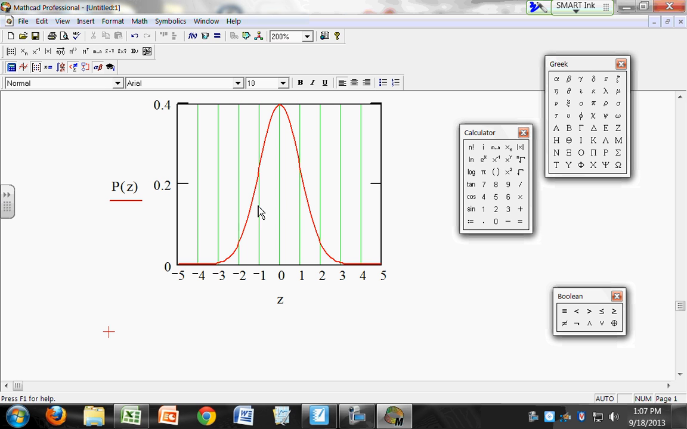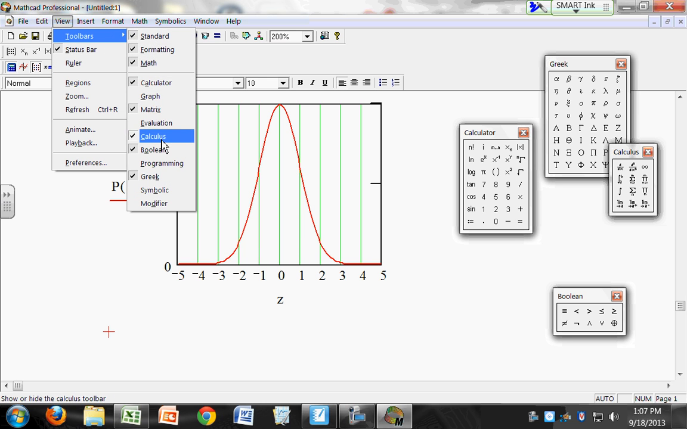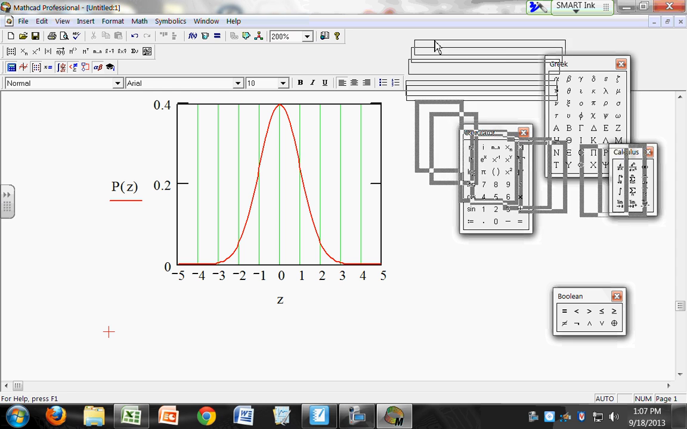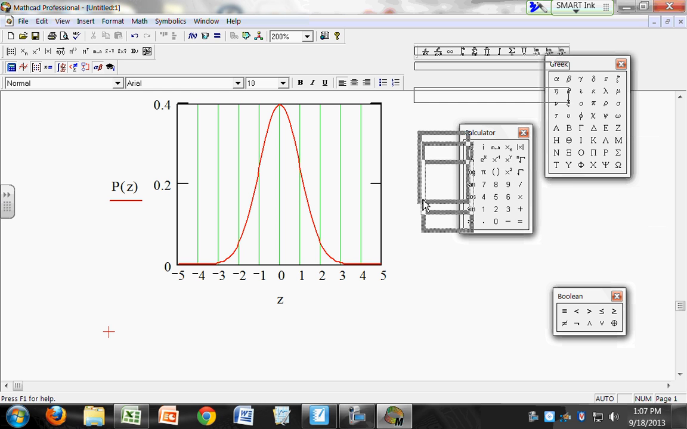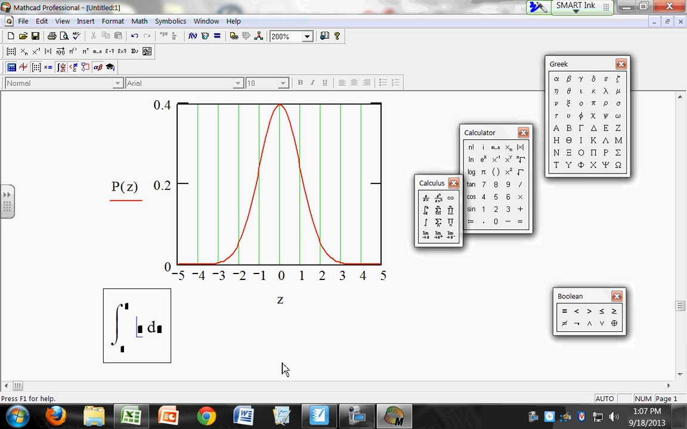What would I do? I just integrate. So I would go to my calculus toolbar right here. If you don't see it, you go to view toolbars, okay? And you can pick up your calculus toolbar from there. And there's your calculus toolbar. So integral from z equals negative 1 to z equals positive 1. You don't have to write plus. And then integral of p of z dz equals 0.683. What does that mean?